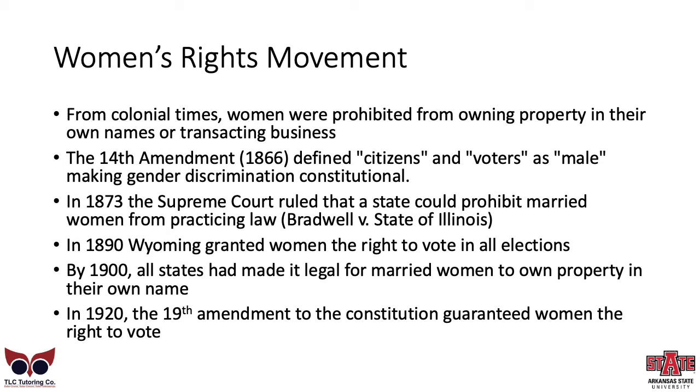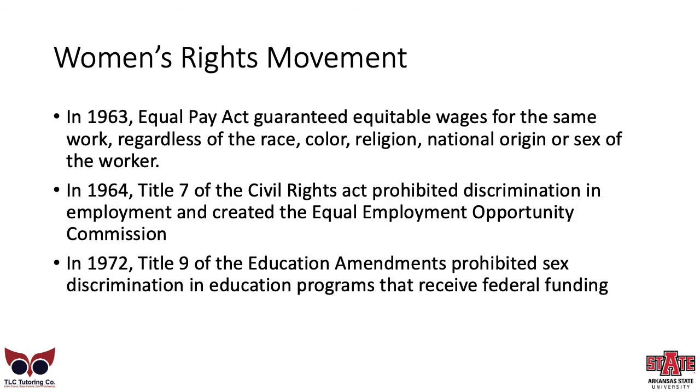By 1900, all states had made it legal for married women to own property in their own name. And in 1920, the 19th Amendment to the Constitution guaranteed women the right to vote. In 1963, the Equal Pay Act guaranteed equitable wages for the same work, regardless of race, color, religion, national origin, or sex of the worker.